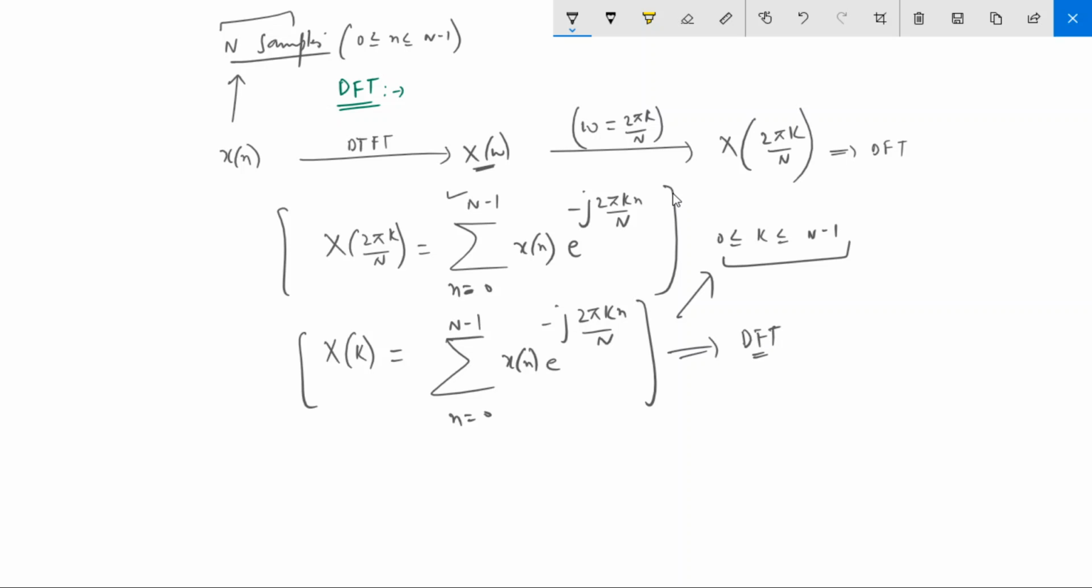So when k is equal to 0, you're getting the first sample, k is equal to 1, you're getting the second sample, and so on. So we're basically getting the samples of the Fourier transform.